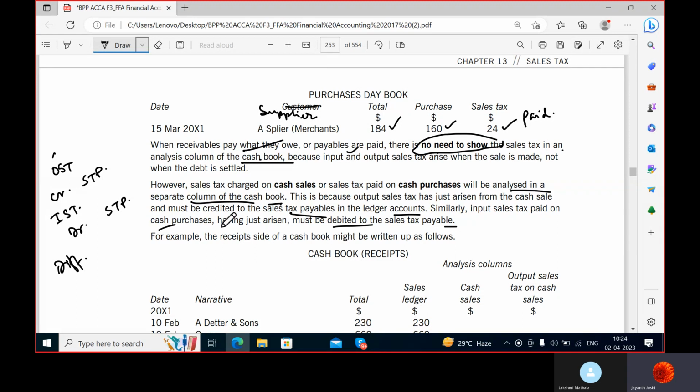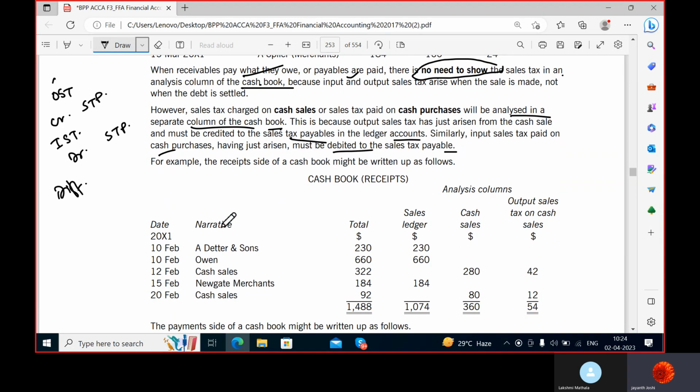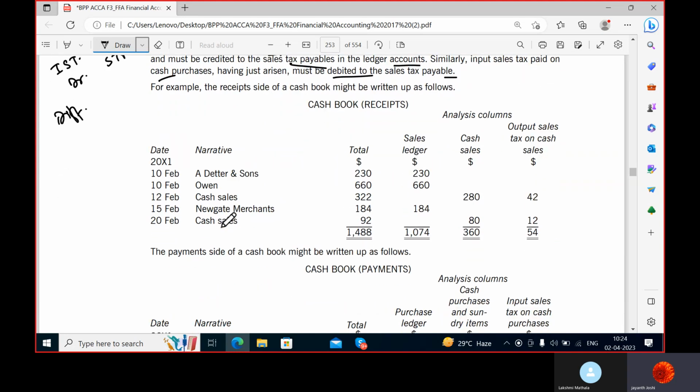Now, the receipt side of the cash book might be written up as follows. Here one example is given of how to show this sales tax element. Like 230 we have sold to someone, so 230 has been shown in the sales ledger. We have again sold 660 worth of goods to someone, and 660 has been shown in the sales ledger. These are receivables. Till now we have not got the amount, so we are not showing it in cash sales.